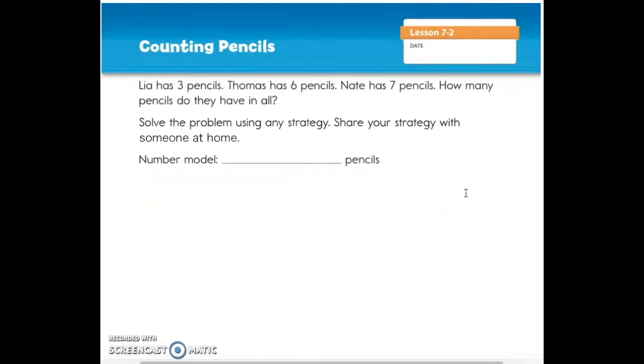First, let's take a look at this number story. It says, Leah has 3 pencils. Thomas has 6 pencils. Nate has 7 pencils. How many pencils do they have in all? What is the number model that goes along with this number story? Write it down on your paper now. You might have said 3 plus 6 plus 7 equals 16.